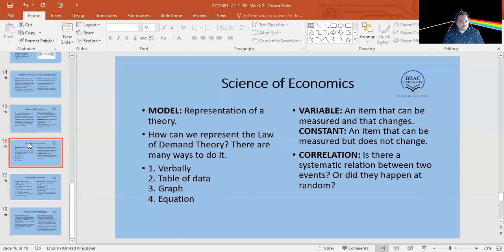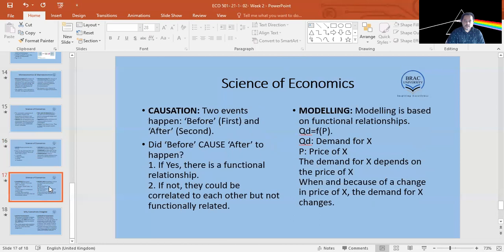A variable is nothing but an item that changes, a measurement that changes over time or space. A constant is something that doesn't change in value. Correlation, we'll look at these things later. This is very important: causation. When we make a model, we want to graph it or express it as equations, then causation is very important. Which happened first? Because of the first, what happened next?